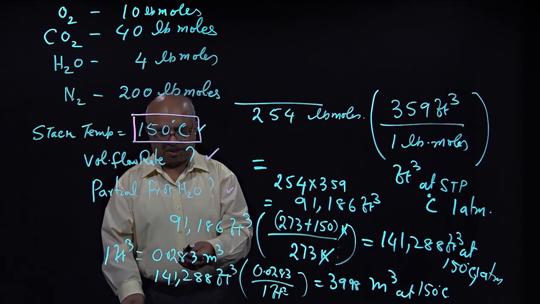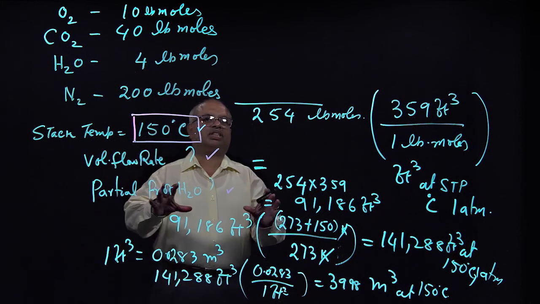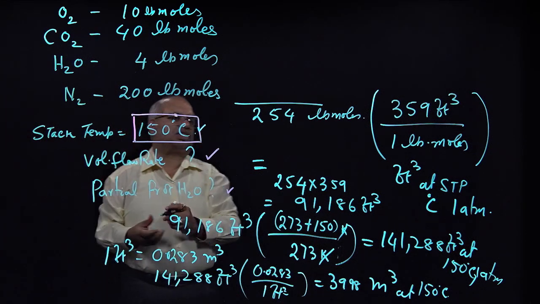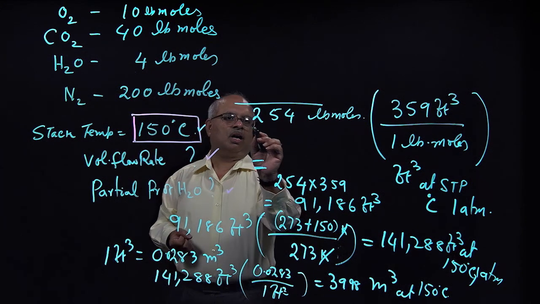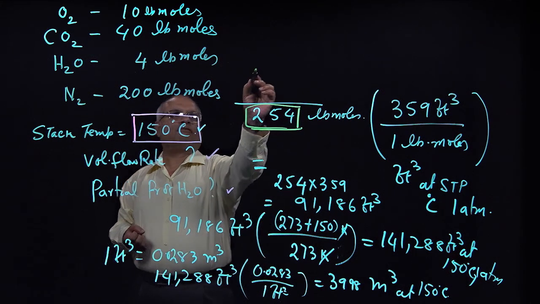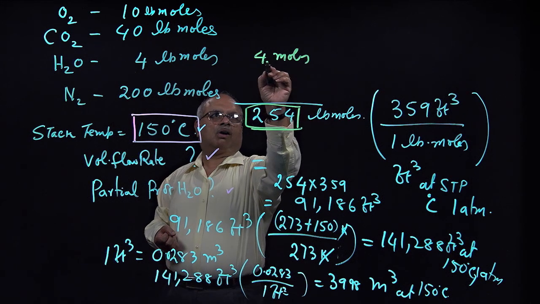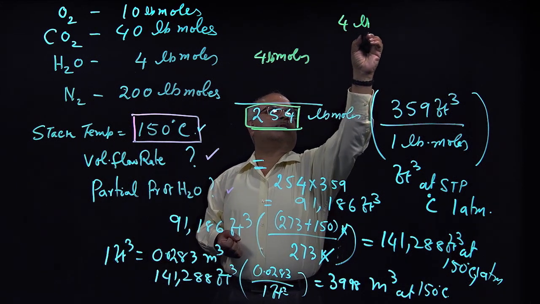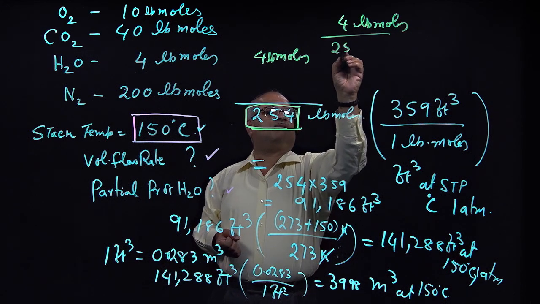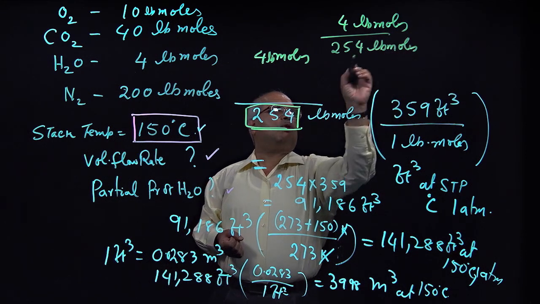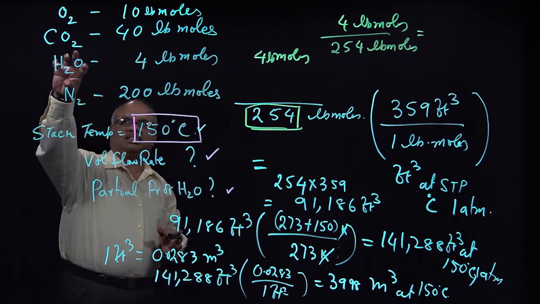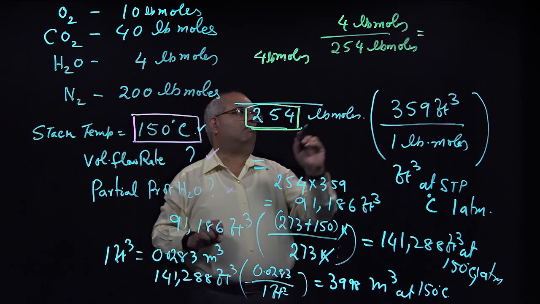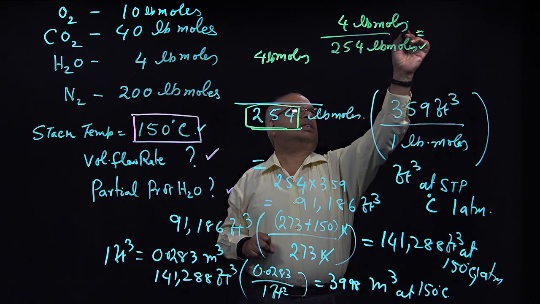Okay, let's look at the second part, partial pressure of water vapor. Partial pressure is the pressure that is exerted by water molecules in the total pressure that is exerted by all these gases. So all these gases together are 254 pound moles, of which 4 pound moles is the share of water vapor. So the mole fraction is 4 pound moles divided by 254 pound moles. This would be the fraction of the pressure that is exerted by water vapor in the total.